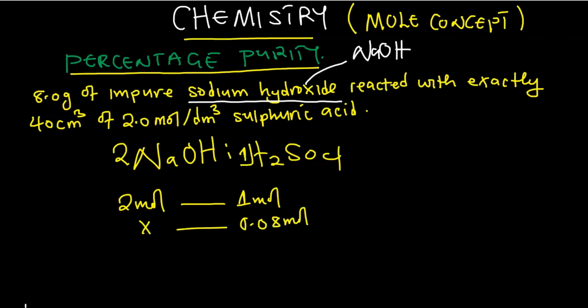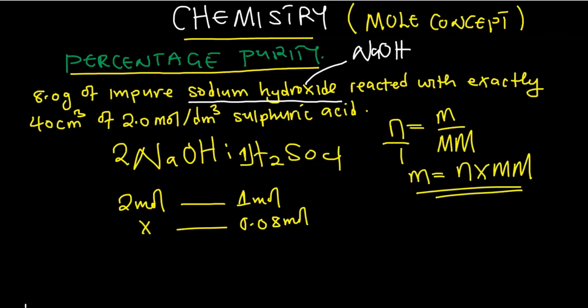Here the idea is to find the number of moles of the pure sodium hydroxide, because they are the ones that reacted. Then after we find the number of moles, we go to the formula. Number of moles is equal to given mass over molar mass. In finding the mass, mass is equal to number of moles multiplied by molar mass. So this is where we are going.